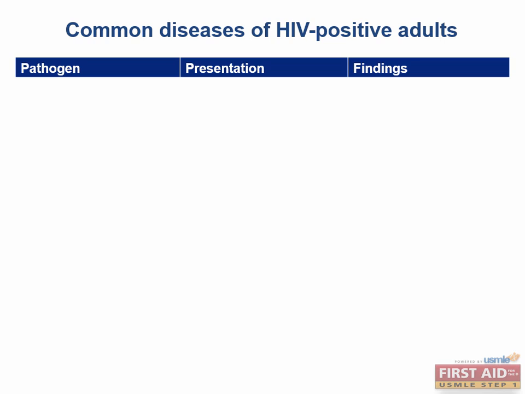AIDS ultimately is a syndrome of reduced immunity. As we've discussed, one of its diagnostic criteria is the reduction in immune cells, namely the CD4 cells. As you can imagine, this leads to a lot of problems, most notably a significant concern for all types of infections throughout the body.